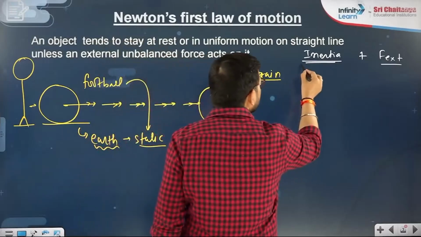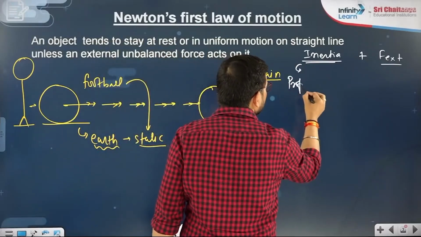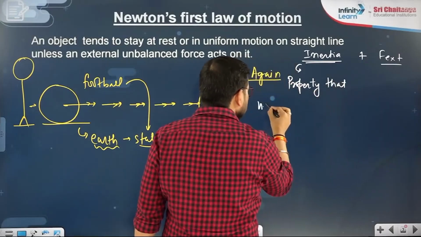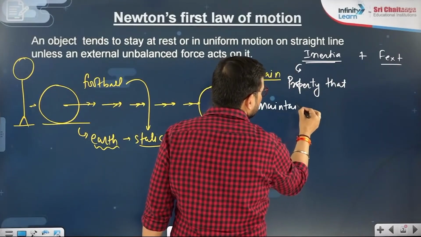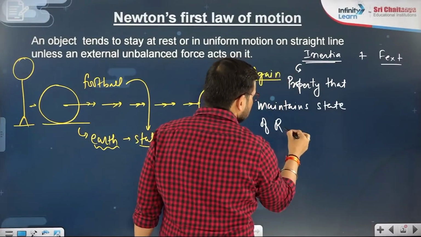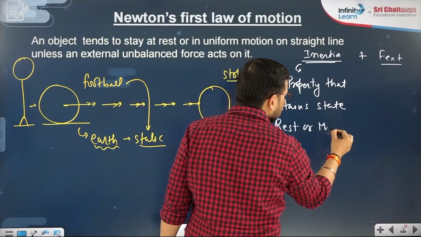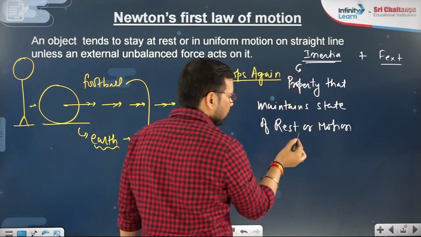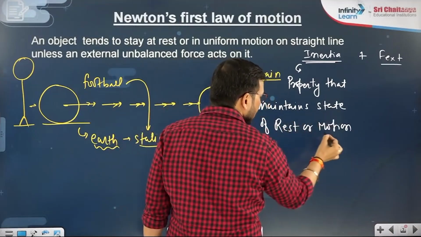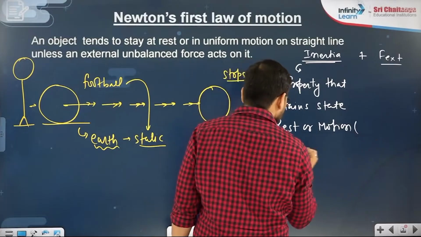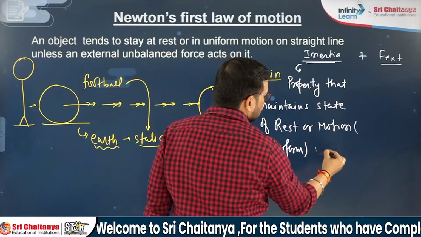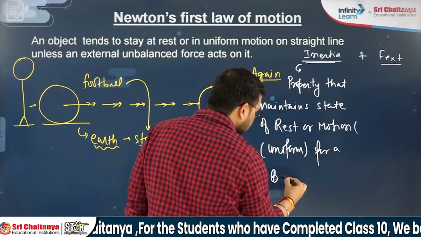So what is inertia? It is a property that maintains the state of rest or motion, whatever motion it is, in any direction, and that motion has to be, I'm writing here, uniform, for a body. So that is inertia.